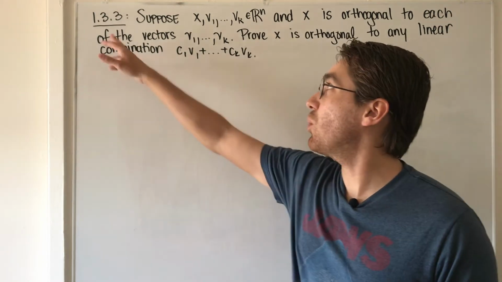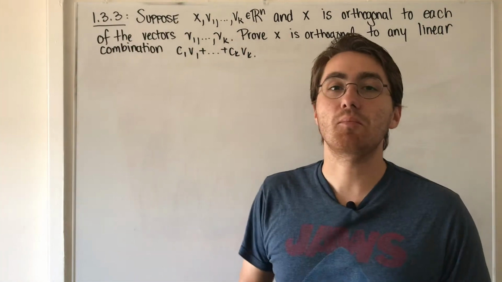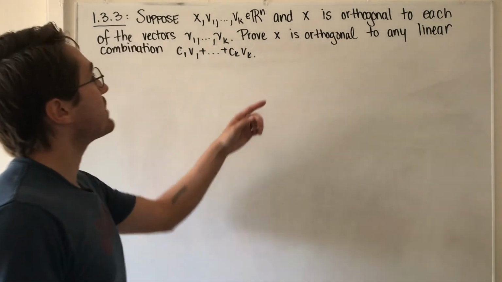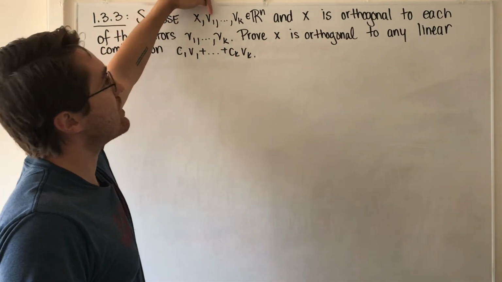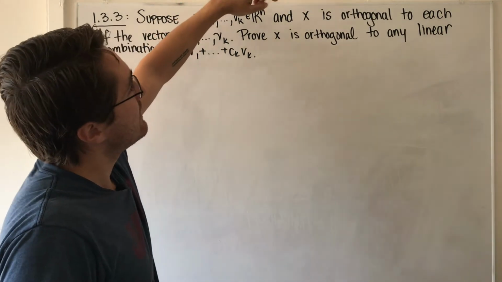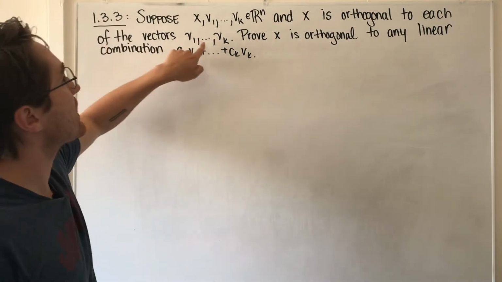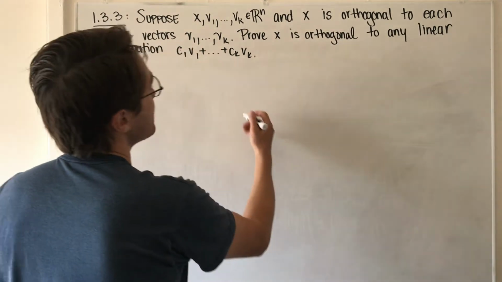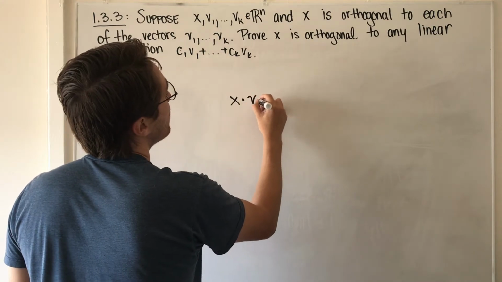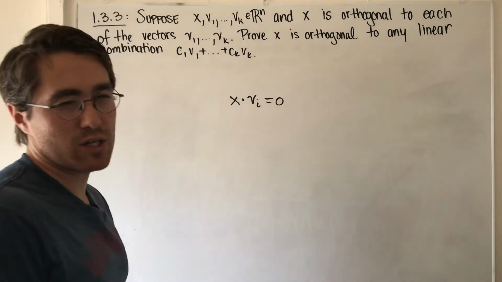We're looking at problem 1.3.3, which is just chapter 1, section 3, problem 3. We're asked to suppose that you have these vectors x, v1, v2, v3, all the way up to vk that are in Rn. And suppose that x is orthogonal to each of these vectors v1 through vk. Basically just saying that if you ever took x dotted with any of the v's, so x dot vi, you could be sure that their dot product is 0.